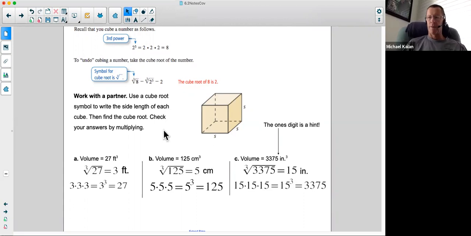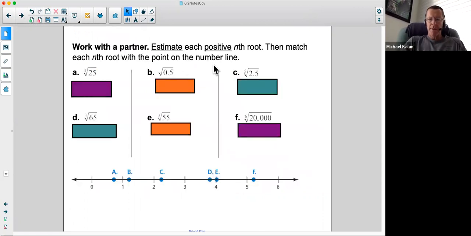So obviously 1 cubed is 1, 2 cubed is 8, 3 cubed is 27, 4 cubed is 64, 5 cubed is 125, 6 cubed is 216, 7 cubed is 343, and beyond that I really wouldn't worry about it too much. But if you know some of those basic ones, it's going to make your life so much easier. So you might want to make some flashcards or a list, something like that. Okay, all right. So let's estimate the positive nth root.